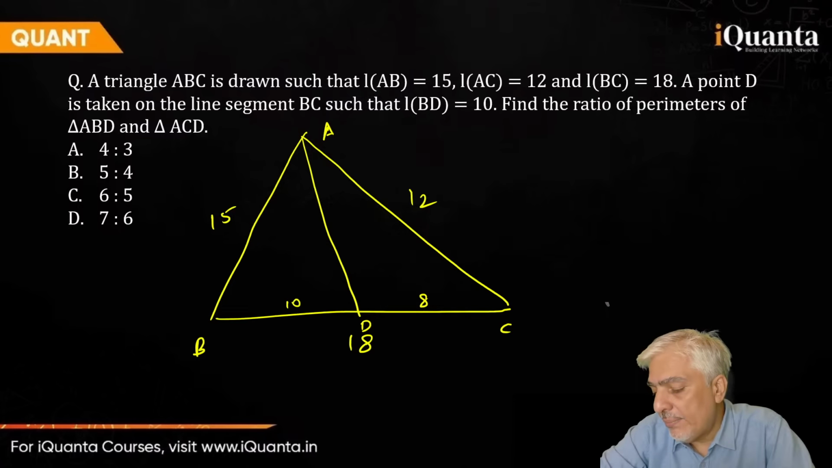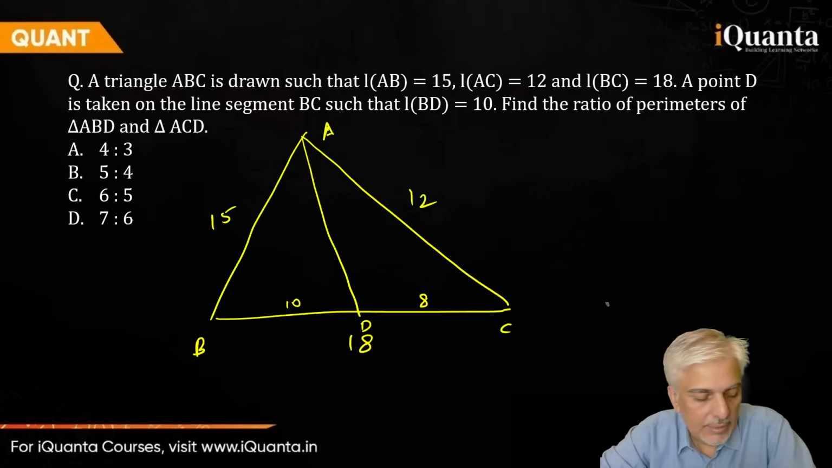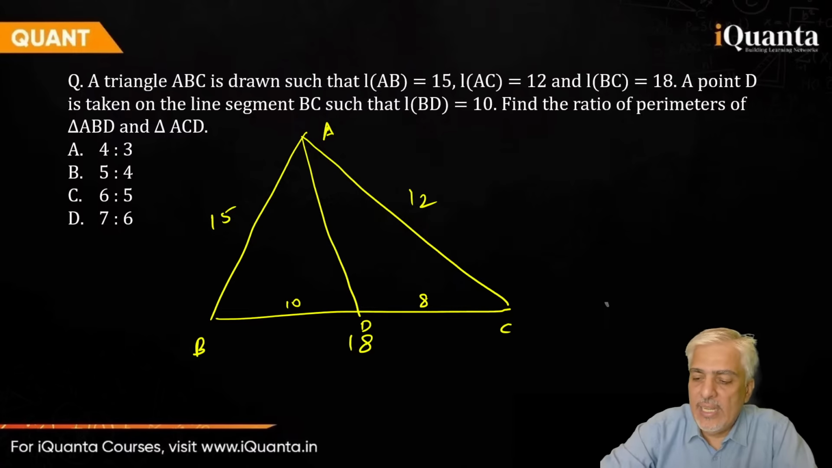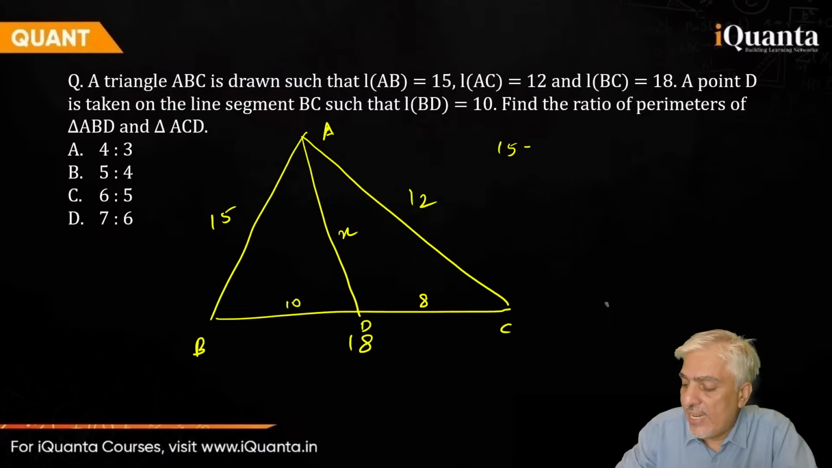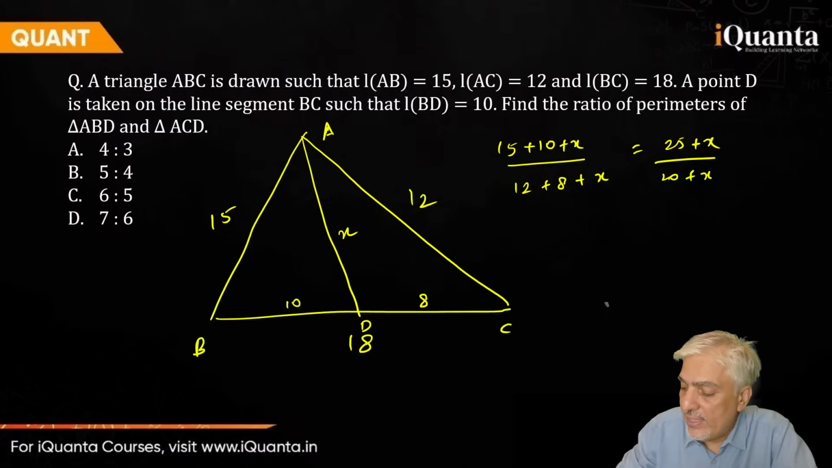How do you go about it? Anybody? I want somebody to tell me how would you go about it. See, if I take this as the missing side x, then I have 15 plus 10 plus x upon 12 plus 8 plus x, which is 25 plus x upon 20 plus x. But the answer will keep depending upon x, no?